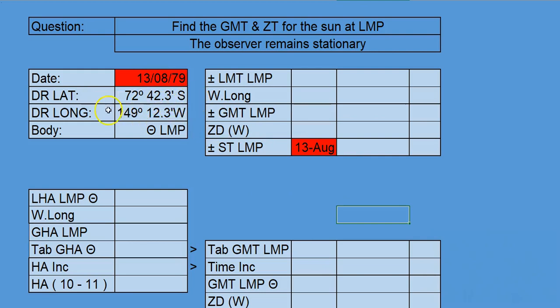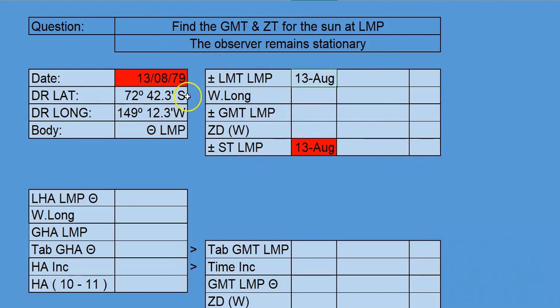So we've been given a DR latitude. Now you can tell from the latitude, if we're at such a high latitude, we're fairly close to the pole, and therefore there's a high chance that we might actually be able to see a body at lower meridian passage. Now in this case we have a longitude which is west. Our longitude is quite far west, and that of course will also come into play when we do our calculation.